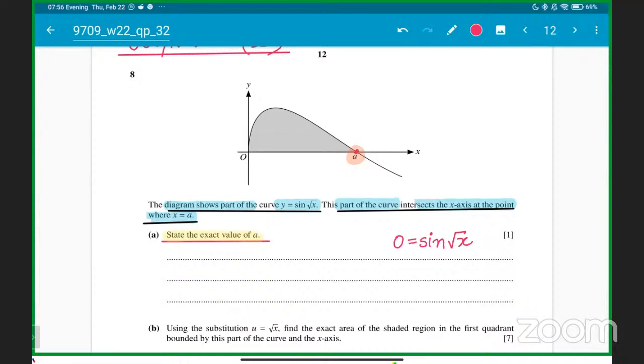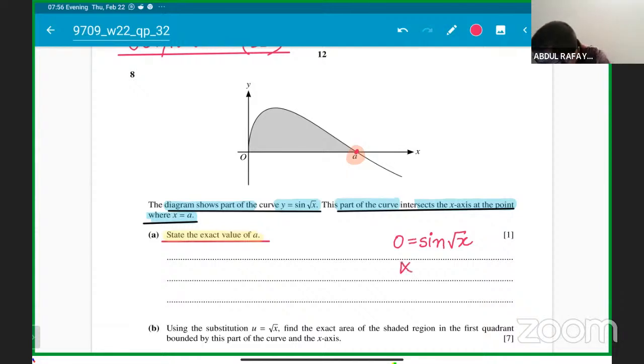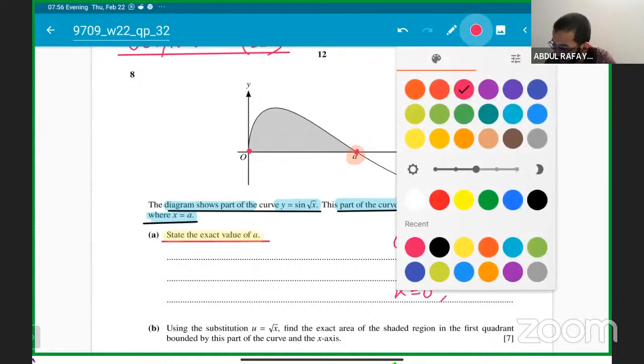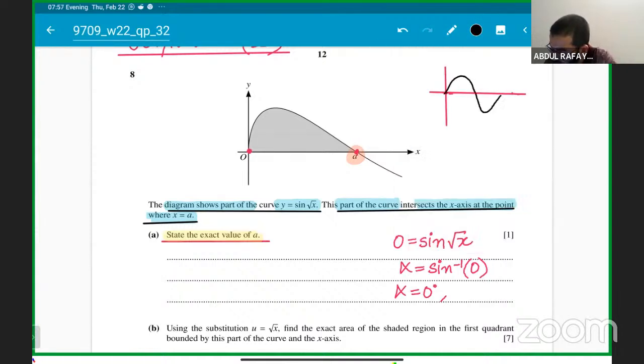So the basic angle will be sine inverse of 0, which is 0. But the x value cannot be 0, because x will be 0 only here. The possible answers are found in radians, because we solve integration in radians to get the exact answers. So when is the sine graph 0? Sine is 0 at 0, 180 and 360, which means sine will be 0 at 0, pi, and 2 pi.